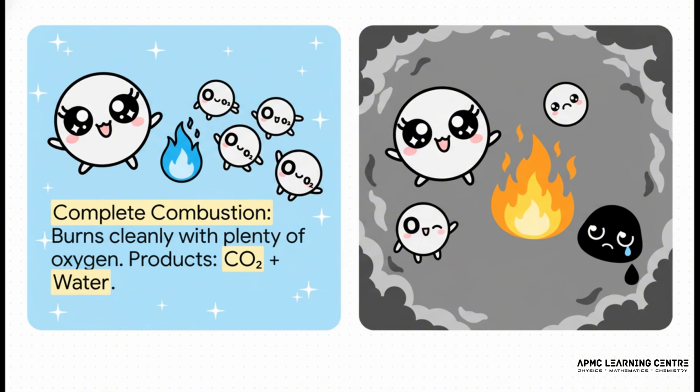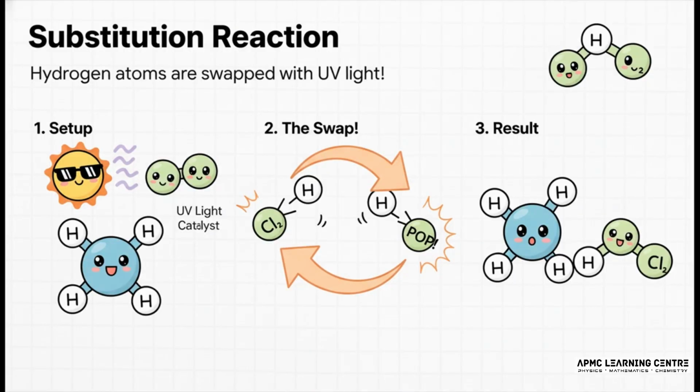But if you don't have enough oxygen, you get a nasty, smoky yellow flame. That's incomplete combustion, and it produces soot and that really dangerous gas, carbon monoxide. Now, the other key reaction is a little more subtle. It's called substitution. Instead of just blowing the whole molecule apart by burning it, we can just swap out one of its little hydrogen atoms for something else, like a chlorine atom.